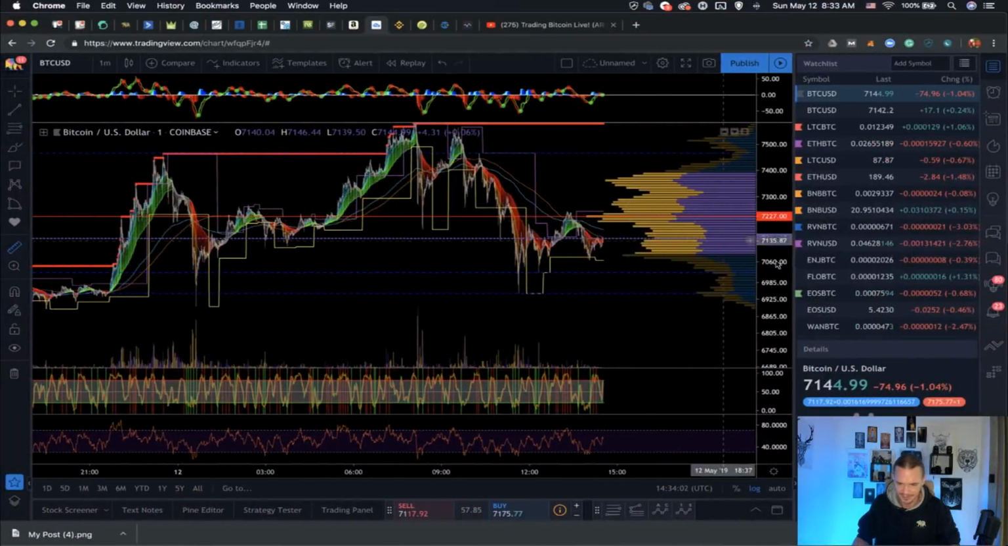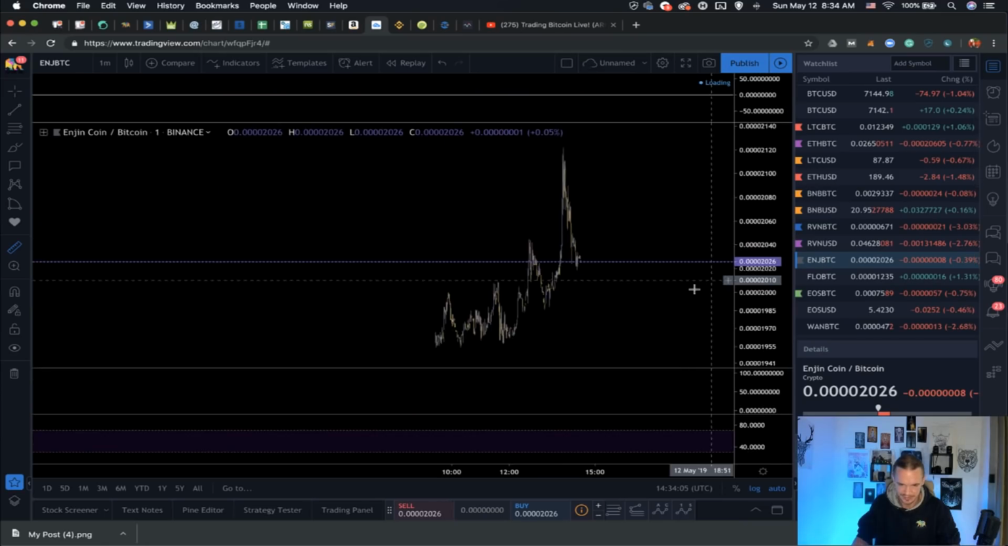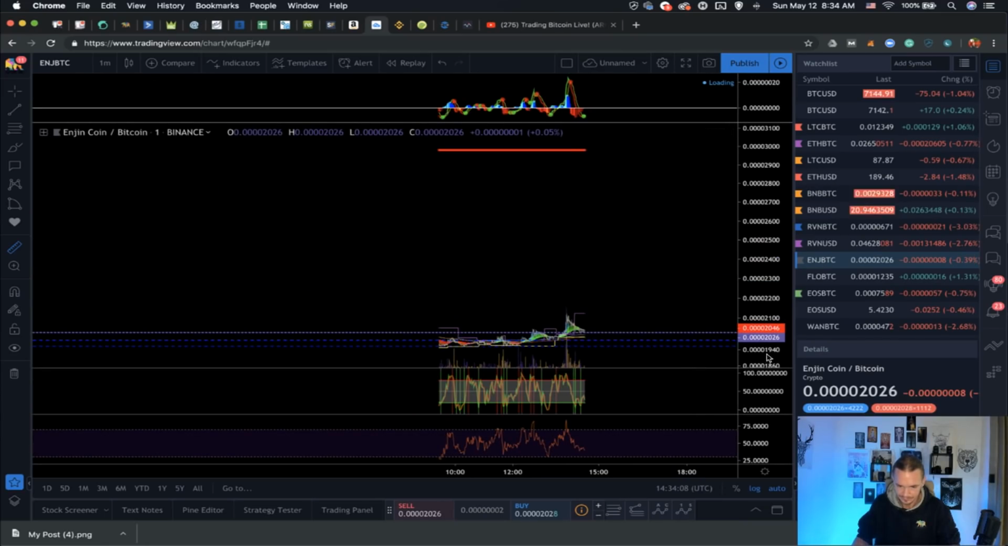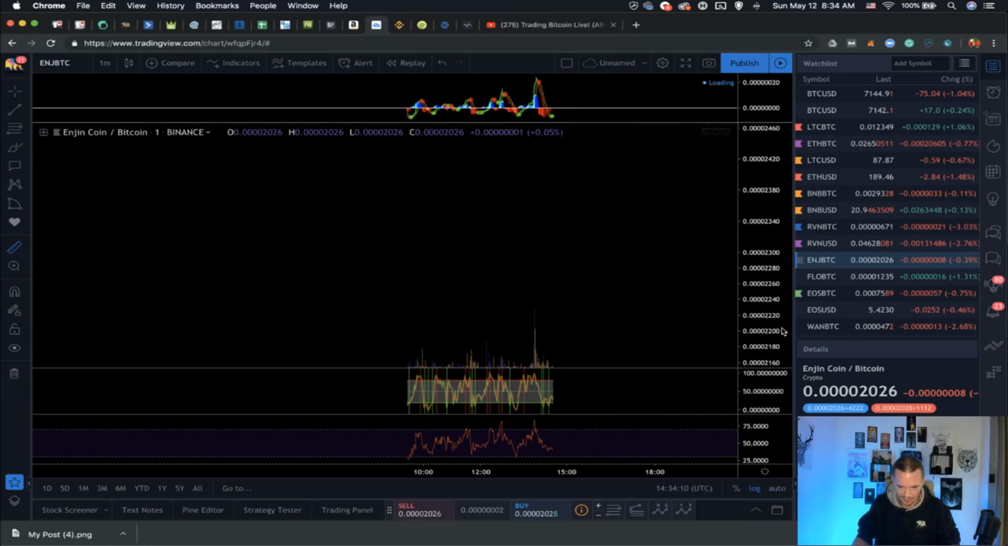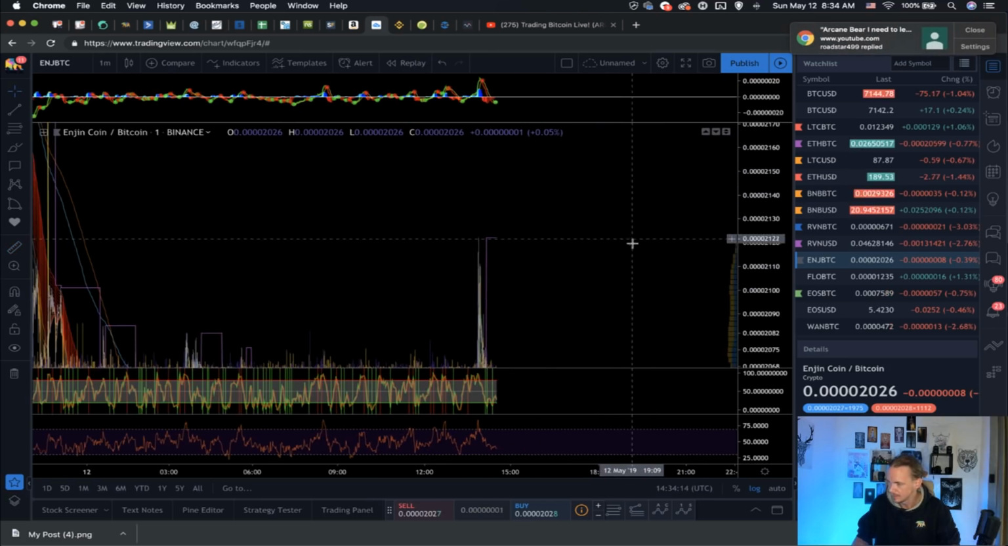So let's make sure I'm still sharing my screen. Great. So I'm going to take a look at Engine now, and I'm going to start to share some of the details of why I entered a long position this morning at around 1190.